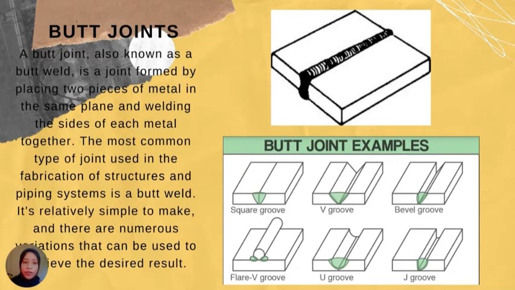So here is the picture of the butt joint, and there are six examples of butt joint, which are square groove, V groove, bevel groove, flare V groove, U groove, and J groove.